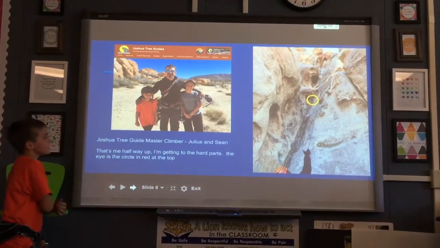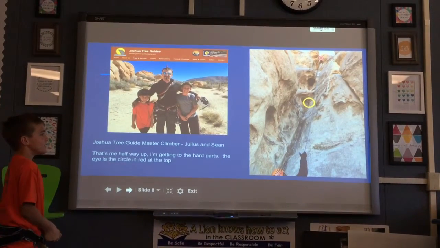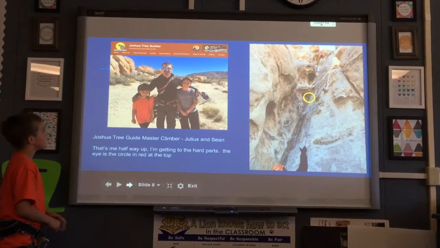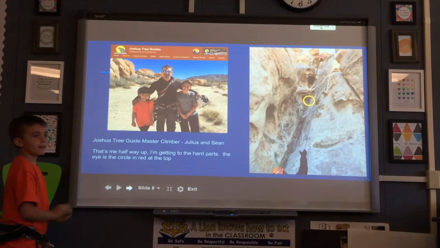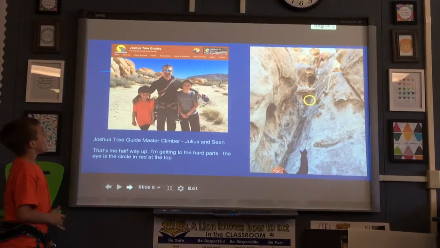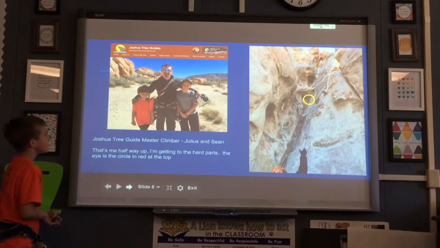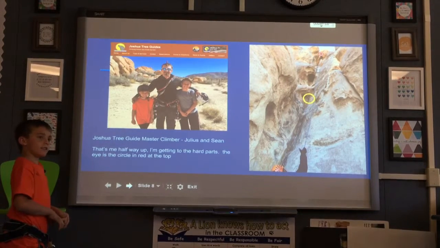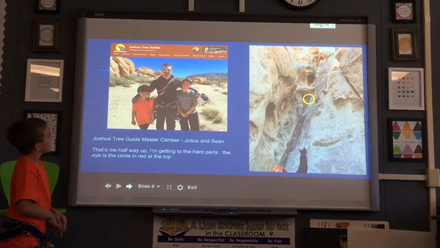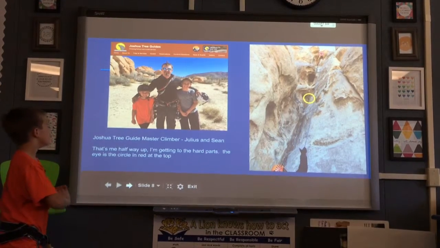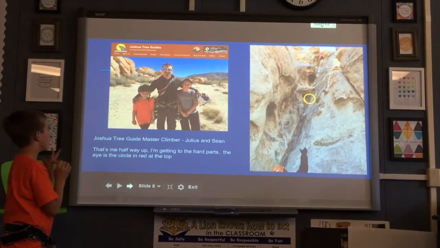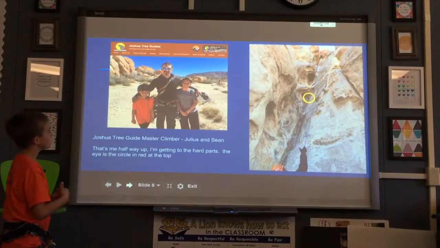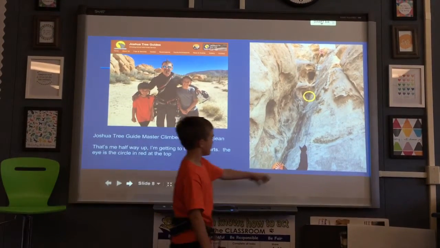So because I'm an athlete and I like rock climbing, I decided to climb the rock, but it's a really difficult rock, so my dad searched up some people to help us with the rock, and they actually have a website for it, and it's called Joshua Tree Guide Service. And the leader of the 2 people was Julius. You can see him in the picture, and Sean is him right there.